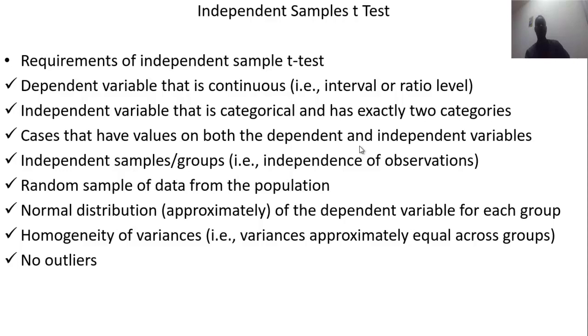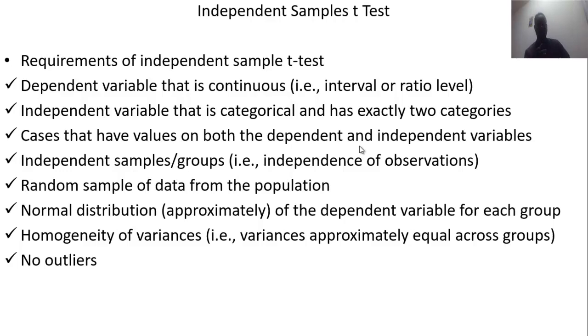Then, random sample of data from the population. In order to run an independent sample t-test, the participants should be randomly selected from the population by using different sampling techniques. The sample should be taken randomly, so that we can say that the participants truly represent the population.